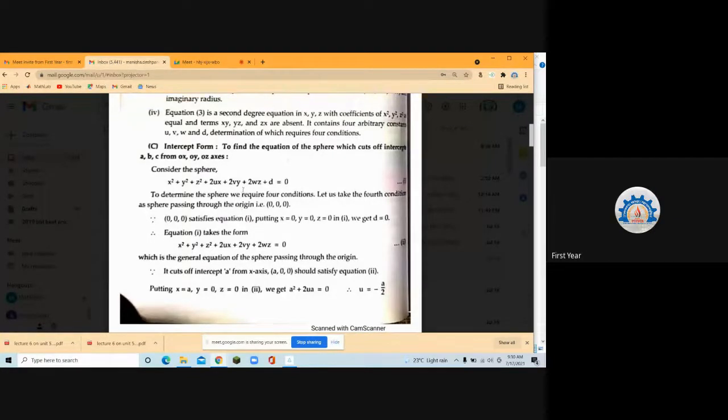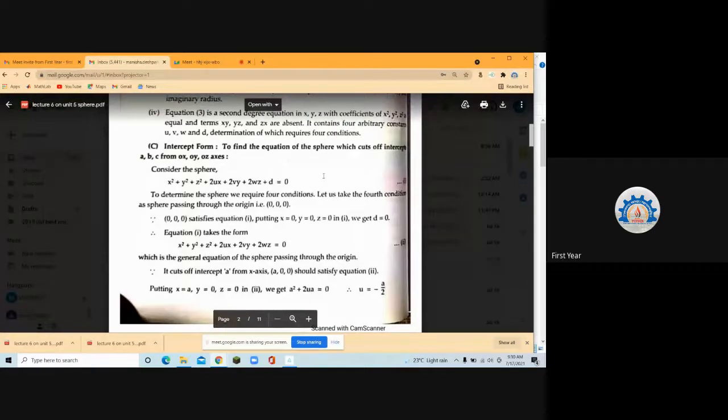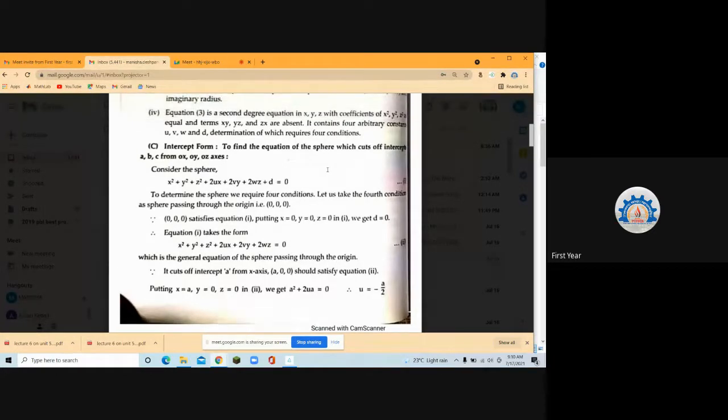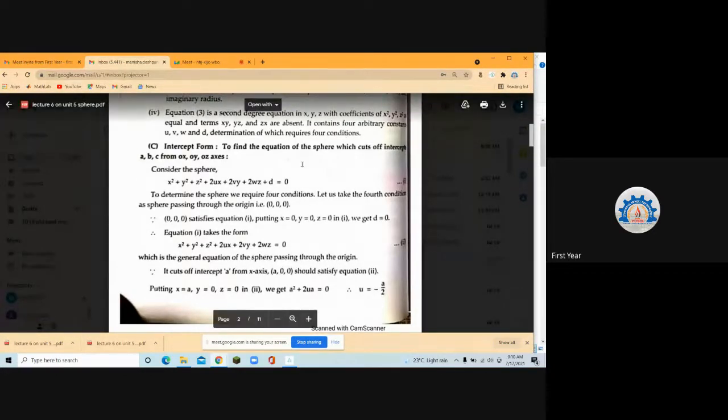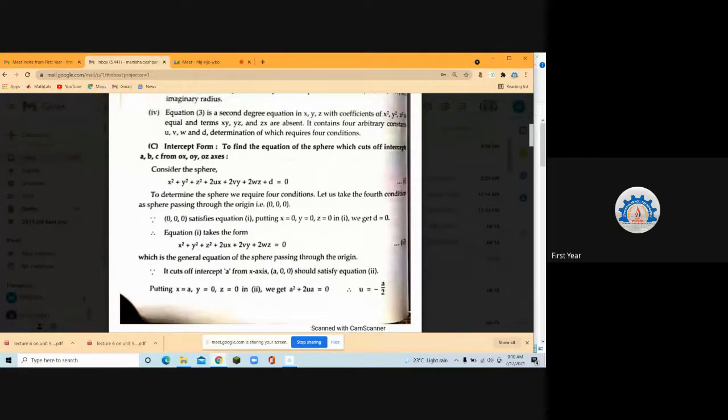So right now, what we are given is that the sphere is cutting the x, y and z axis at a, b, c. So I want one more condition. Let me take that condition: since it is passing through the coordinate axis, the common point is the origin. So we'll take that it is passing through the origin. Okay, that's your fourth condition.